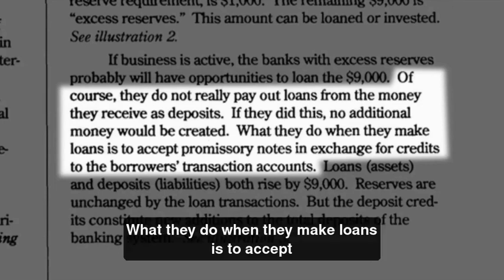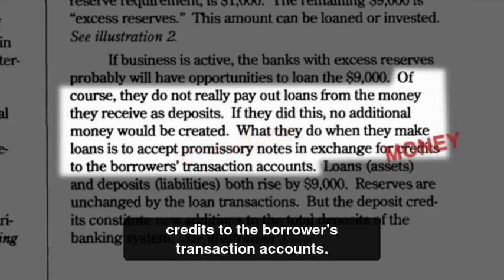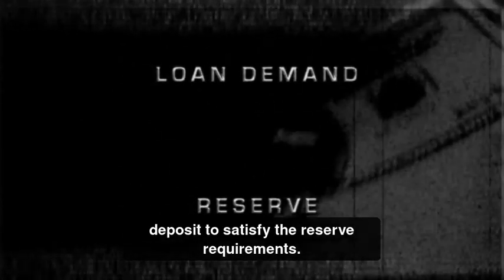What they do when they make loans is to accept promissory notes, loan contracts, in exchange for credits, money, to the borrower's transaction accounts." In other words, the $9 billion can be created out of nothing simply because there is a demand for such a loan and there is a $10 billion deposit to satisfy the reserve requirements.